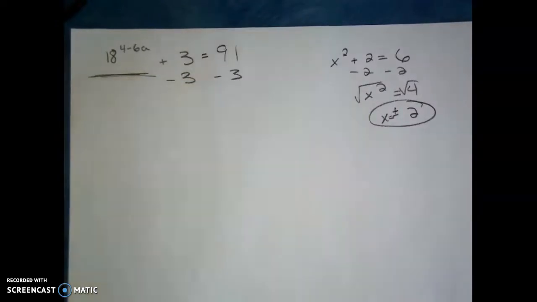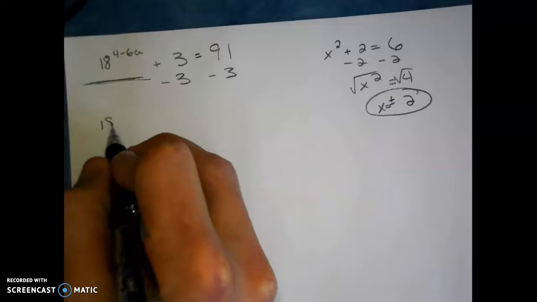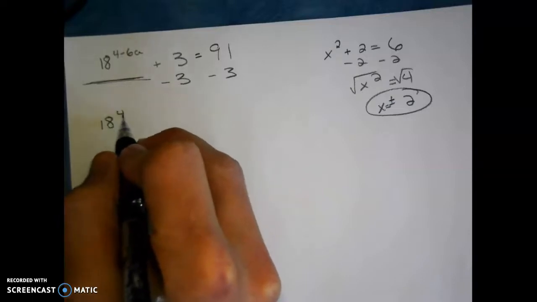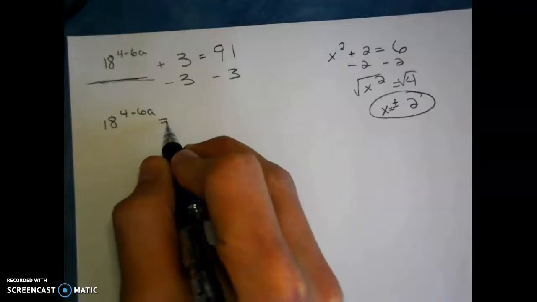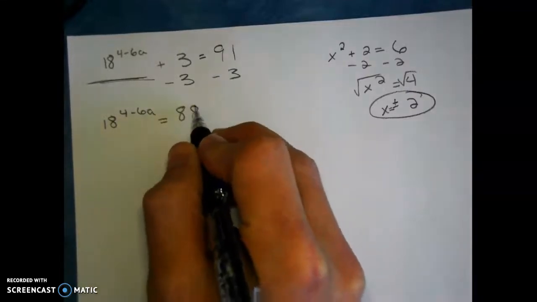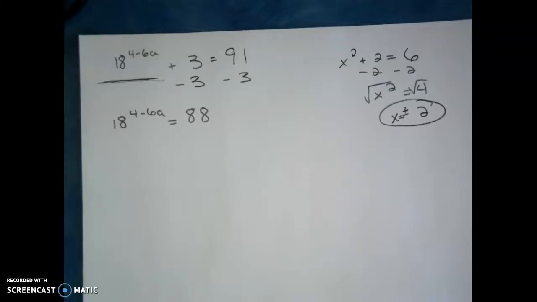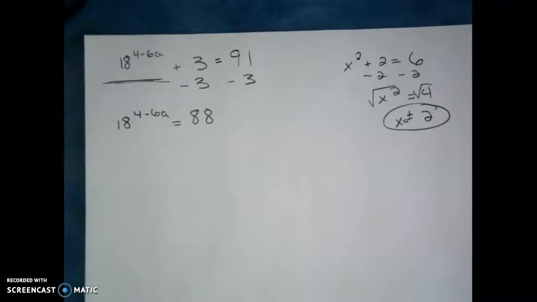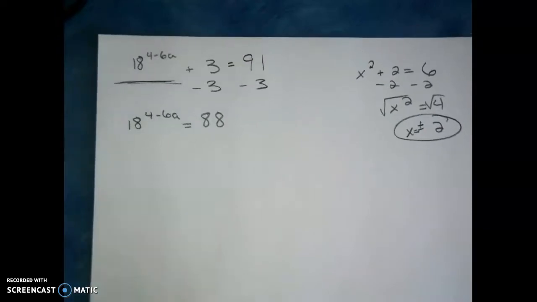So subtract it over. Okay, so this gives me 18 to the 4 minus 6a is equal to 88. Okay, now we look at our bases. Our bases aren't the same, and in this case, we can't make them the same using exponent rules, so now we use our log snail.